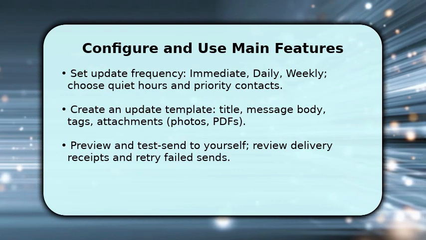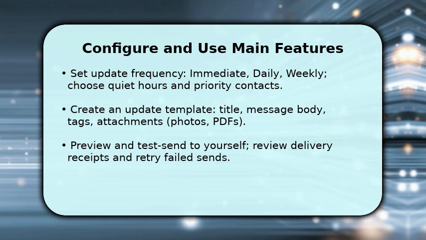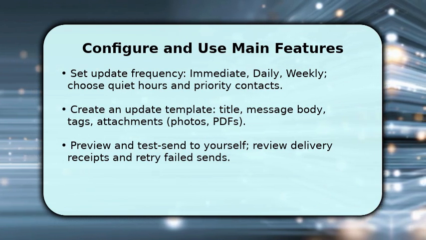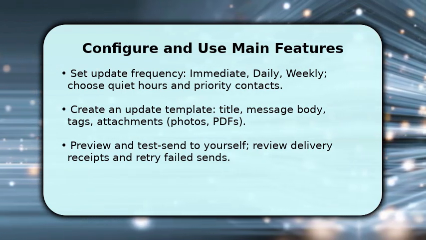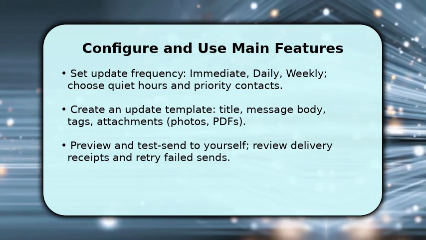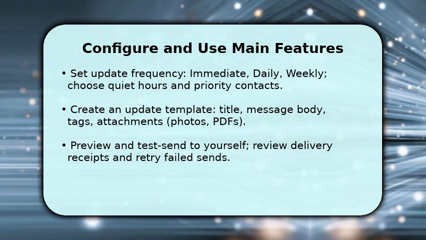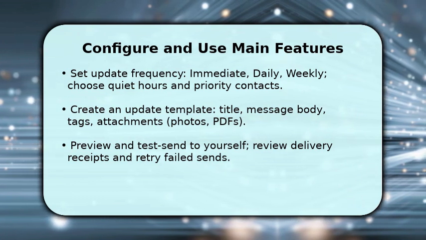Open settings inside the app and choose your update frequency, immediate, daily, or weekly, and define quiet hours to respect focus time. Next, create an update template. Add a clear title, concise message, tags, and any attachment like a photo or PDF. When ready, use Preview and Test Send to yourself to confirm layout and links. Once satisfied, schedule or send.